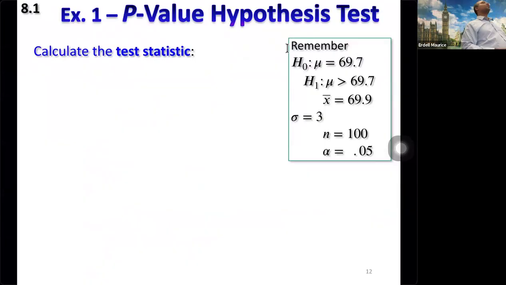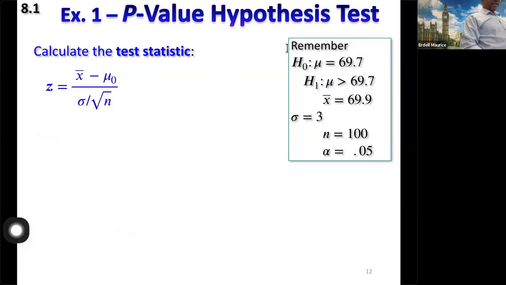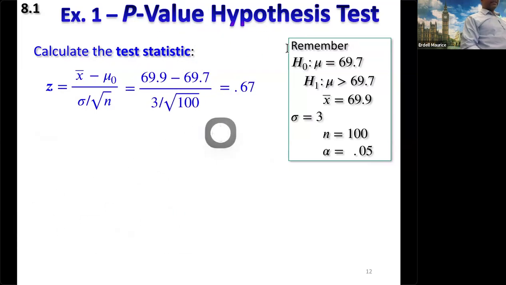So again, this was the story about the taller people being smarter, right? The CEOs are taller, so they're smarter. And we did this one last time. And you see right here, z equals x minus mu over sigma over root n. This right here is your test statistic of 0.67. So let's go ahead and put all of this information in. Alpha is 0.05. Let's go ahead and see if we can figure out whether to reject or fail to reject the null.